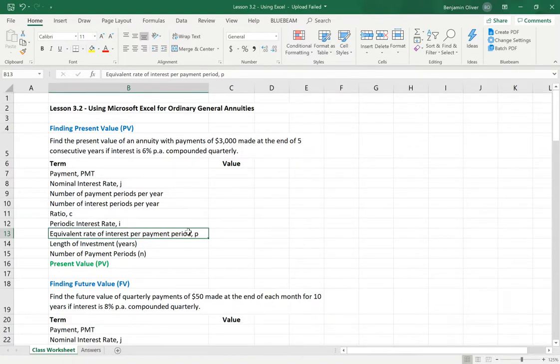value and present value, and you'll see in a later lesson for finding the payment and the number of payment periods n. The difference was instead of using the periodic interest rate I in the formula, it was replaced everywhere by P. Okay, so a very similar thing happens in Excel.